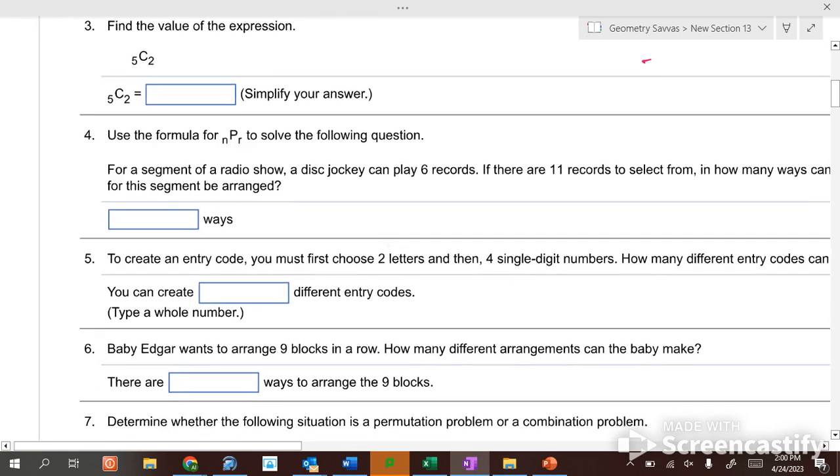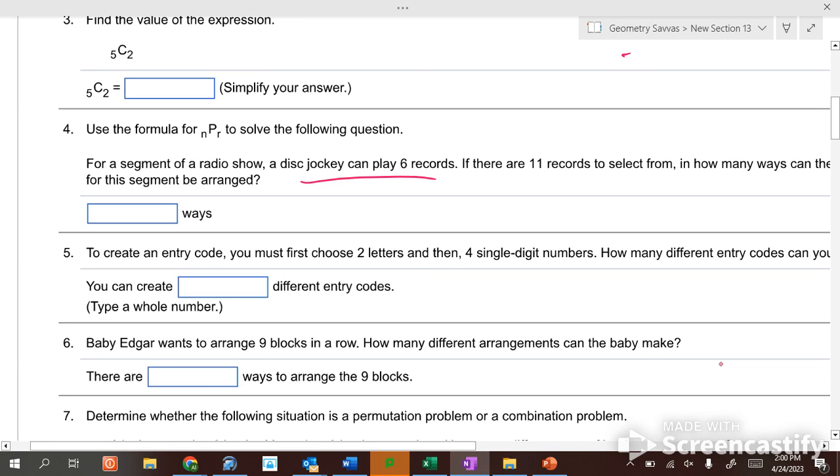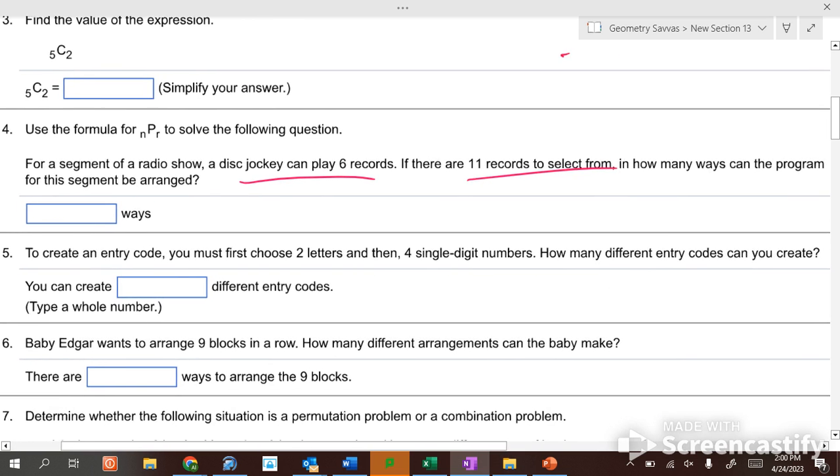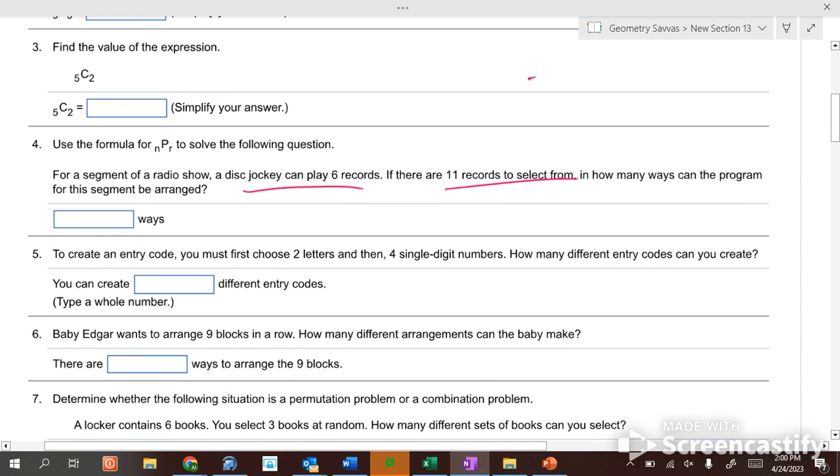All right. For a radio show, a disc jockey plays 6 records. There's 11 records to select from. And how many ways can the set program be arranged? Is order important when they're playing records in a certain order? Yes. Okay, when you're playing in a certain order, yes, they are. So it's a permutation. So it'd be 11 permutation 6. What is that on your calculator? 332,640.